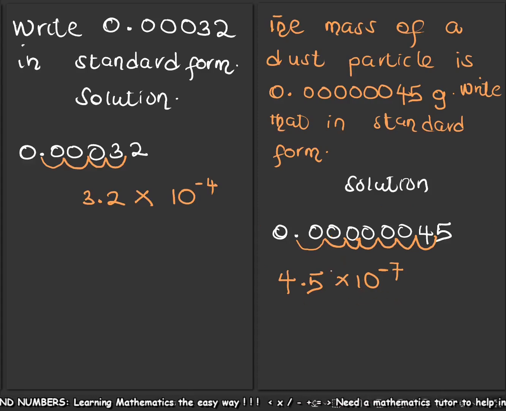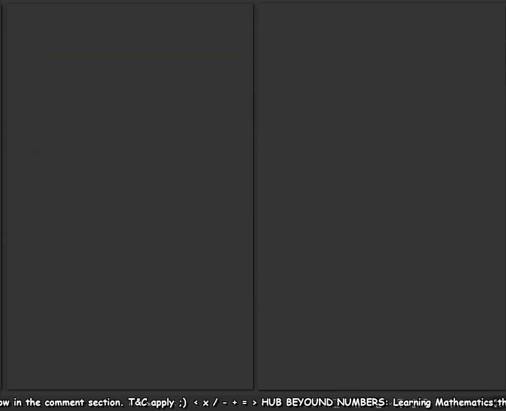Standard form. Or because we were moving to the right hand side. You get it? So this is how we are able to change numbers from decimals or large and small numbers into standard form. Now, apart from this, you should be able to convert a number into its normal form whenever you are given a standard form.